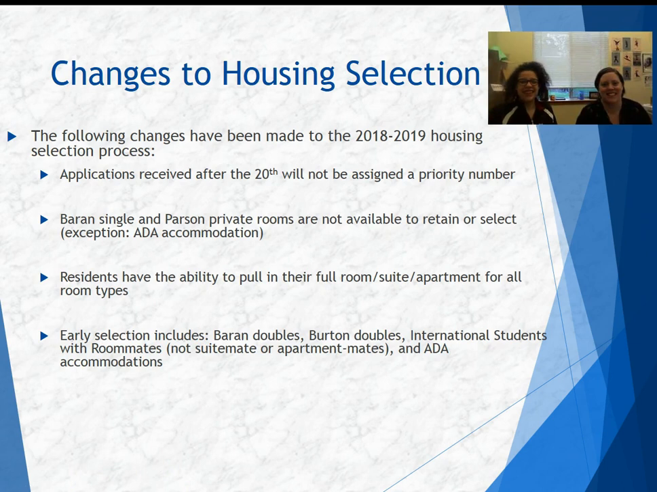Awesome. So what we want to do next is talk about changes we're making to the housing selection process. If you've gone through the process before, this is the slide where you're going to want to tune in because we have made some changes. So the first thing is that applications that are received after March 20th will not be assigned a priority number. This means you cannot participate in selection during what your assigned time would be. You would need to wait till the very end of selection after everyone else with a priority number has gone.